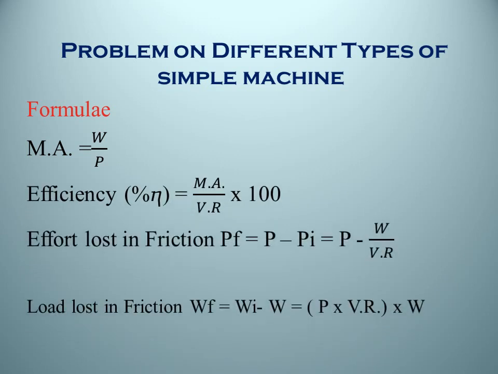these problems. The formulas for mechanical advantage, percentage efficiency, effort loss in friction and load loss in friction. Also, in addition to these formulas, the formulas of velocity ratio are required for different types of simple machines. Okay.